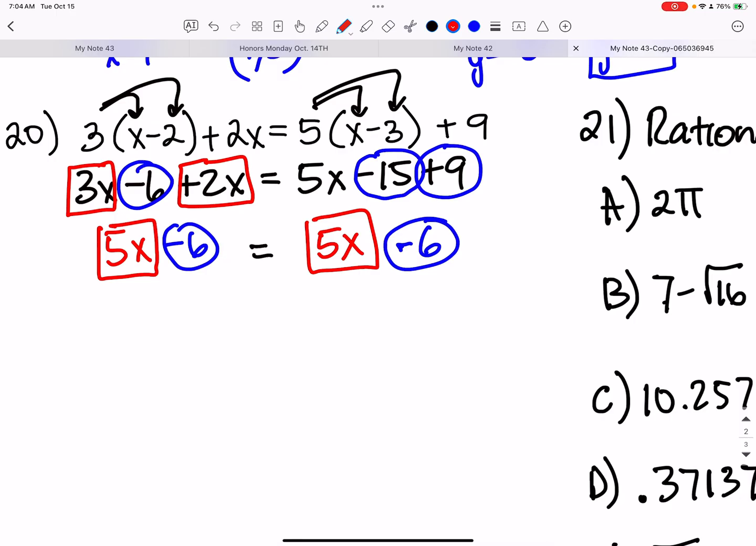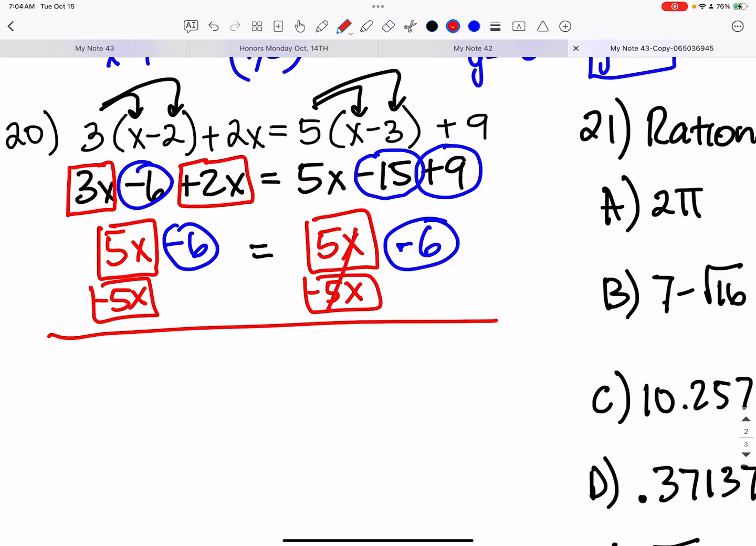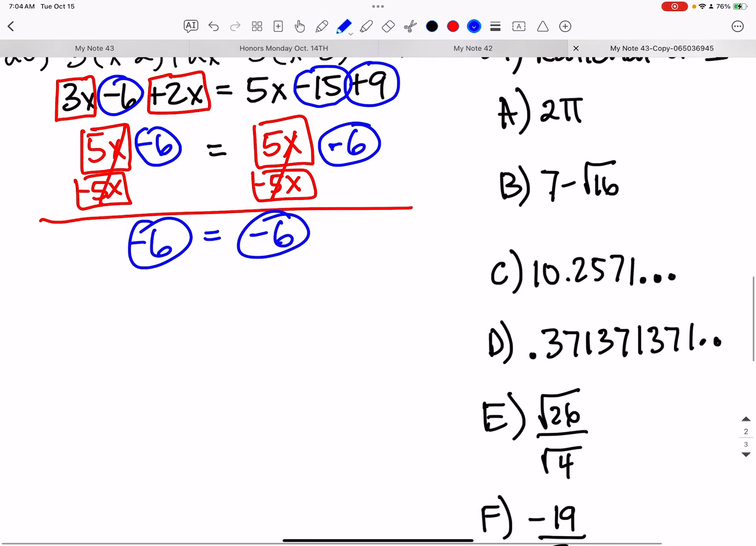Let's see, if we try to take away the 5's, we have the same amount of x's on both sides, so they're going to cancel out. I'll show you why. We're going to minus the 5x's over here, and then we try to move them over here, but that also takes them away. So oops, they accidentally both cancel out. So what are we left with? We're left with negative 6 equals negative 6. Does negative 6 equal negative 6? Yes, always. Infinite solutions.